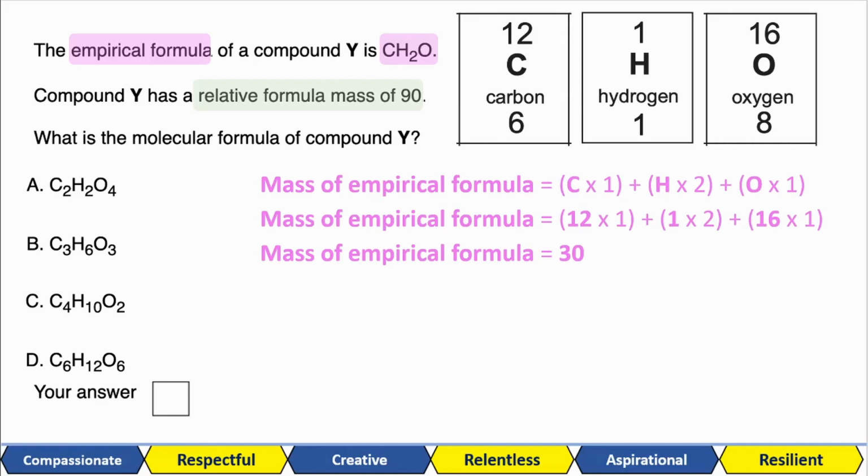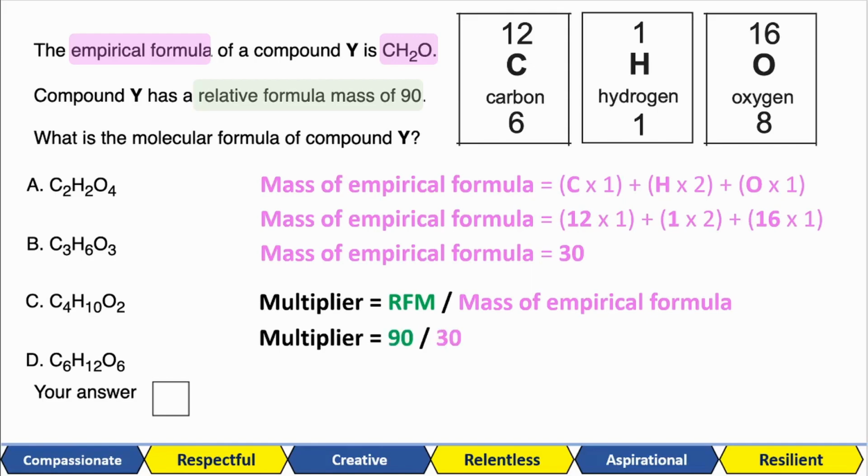The next thing we need to do is divide the relative formula mass that we were given in the question by our empirical formula mass, because we want to find out how much larger that relative formula mass is. And if we do that, the multiplier is what we'll find out. Plugging in our numbers, the 90 from the question, the 30 that we just worked out, that gives us 3. So the relative formula mass is 3 times larger than our empirical formula.